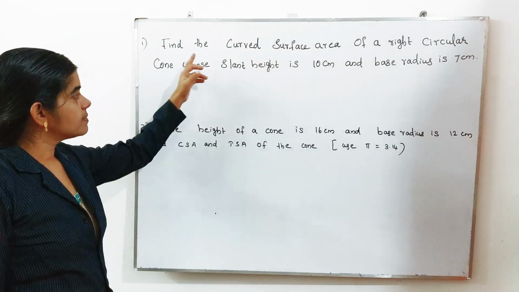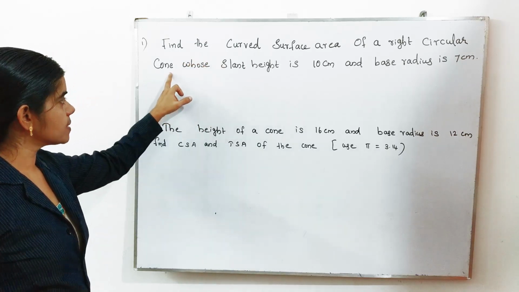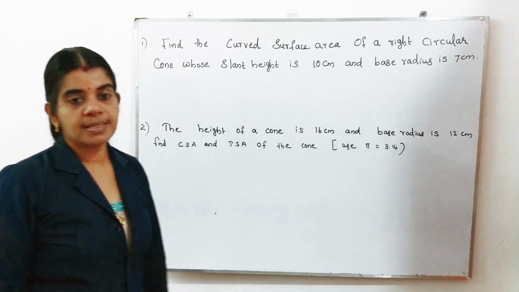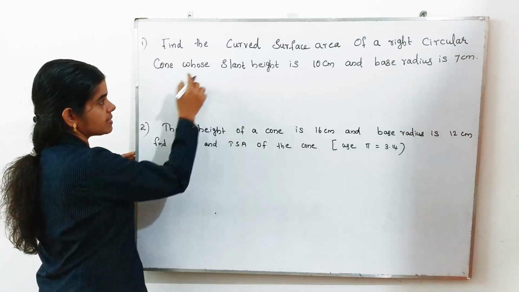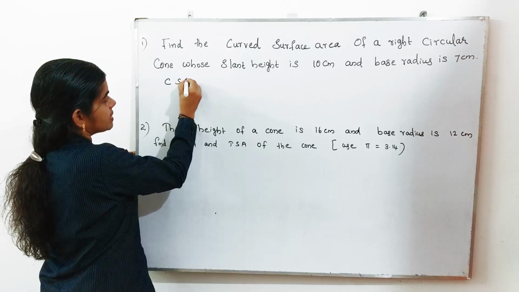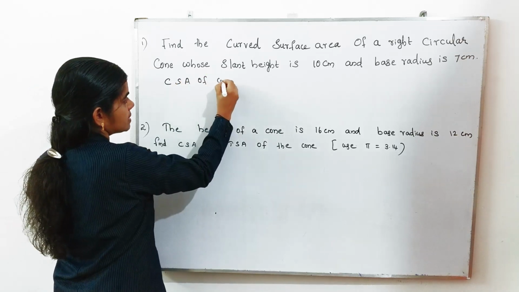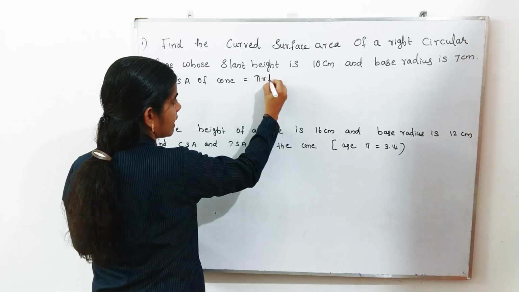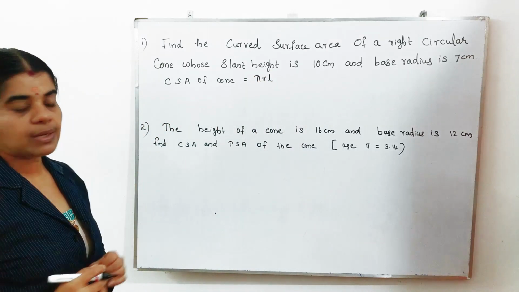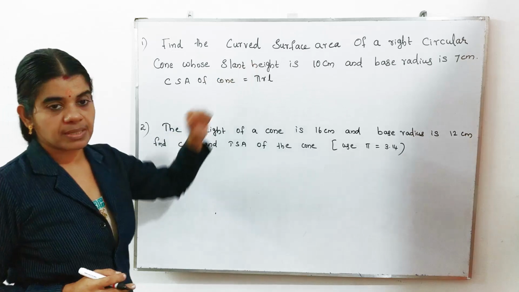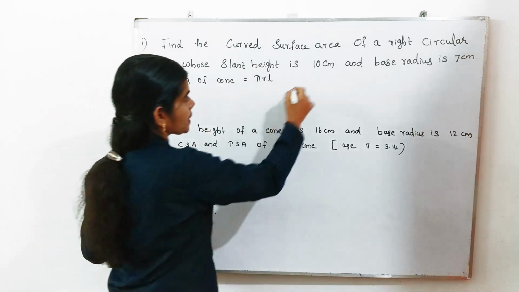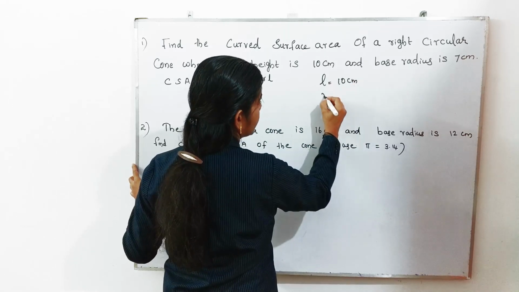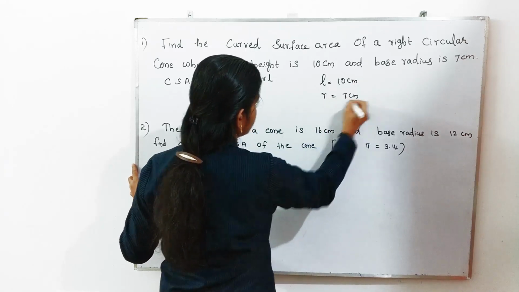Next question. Find the curved surface area of a right circular cone whose slant height is 10 cm and base radius is 7 cm. You want to find out the CSA. You already know that the CSA of a right circular cone is equal to pi r L. Then look at which values are given. Slant height L is 10 centimeter and base radius r is 7 centimeter.